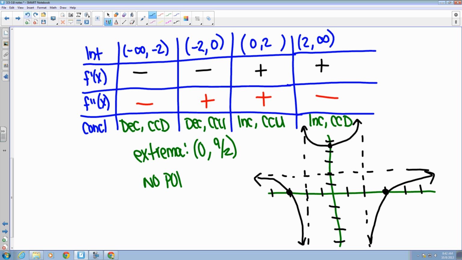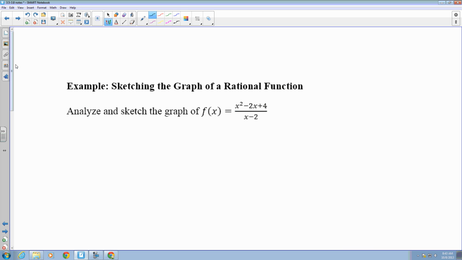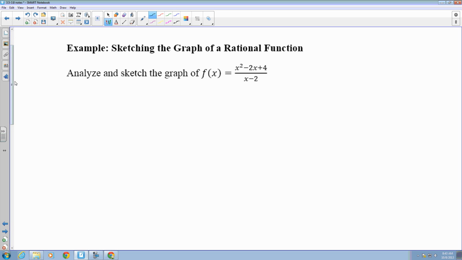Okay, so you need to have this chart to back you up, but at the very end, if you want to check your work by graphing it, you can certainly do that. Okay, so that's the process we're going to be following on all of these examples.